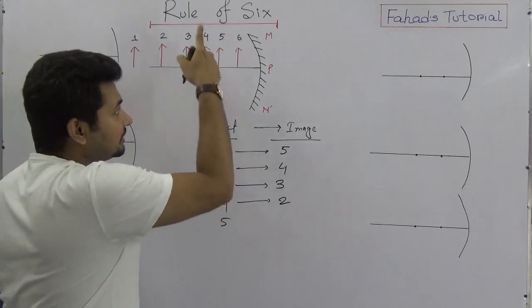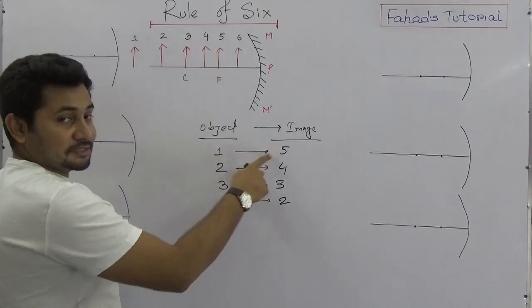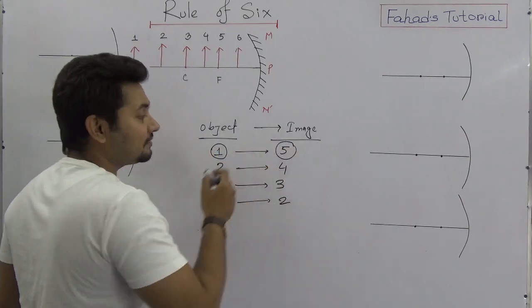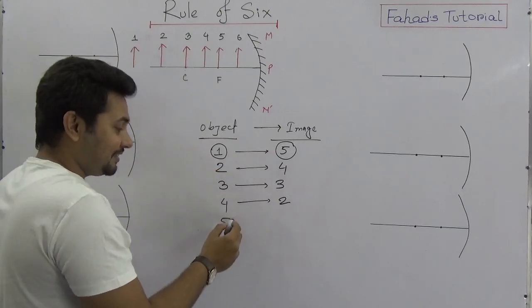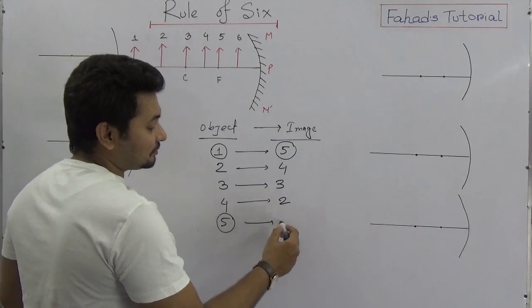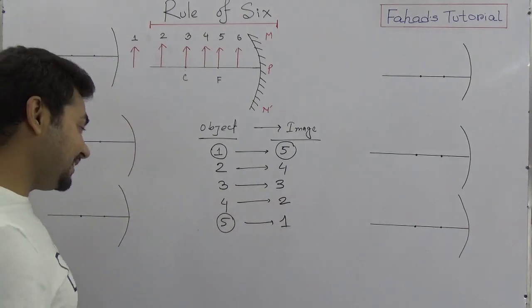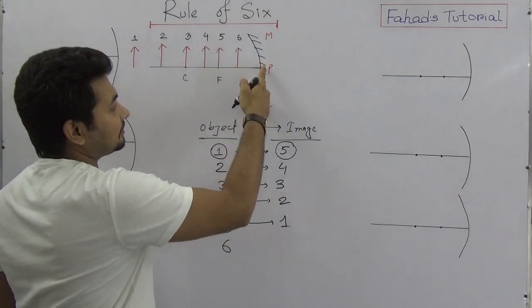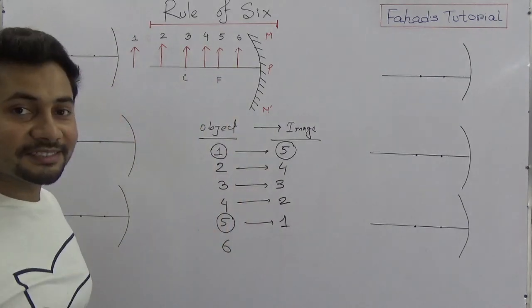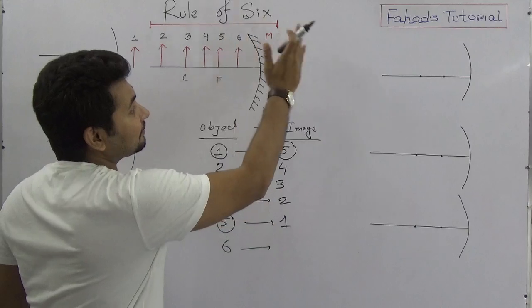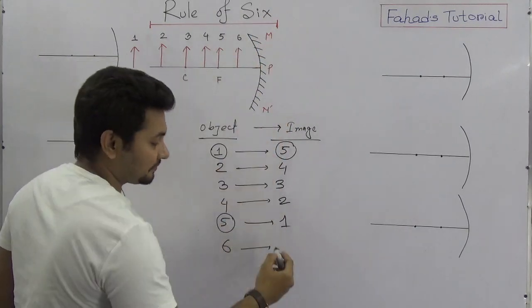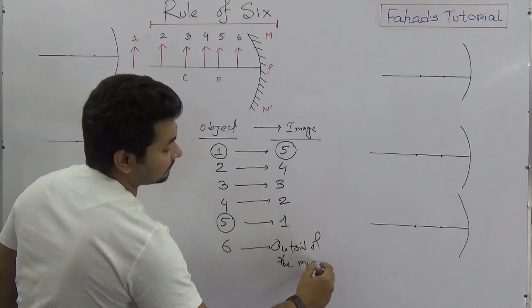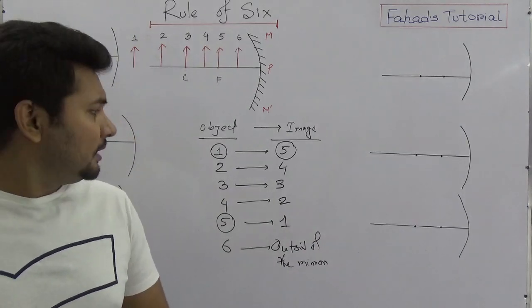If the object is placed at the principal focus, it would be the reverse: if the object is at infinity, the image would be at the principal focus, and when the object is at the principal focus, the image would be at infinity. And lastly, when the object is much closer, between the pole and the principal focus, the image would be behind the mirror, outside of the mirror.